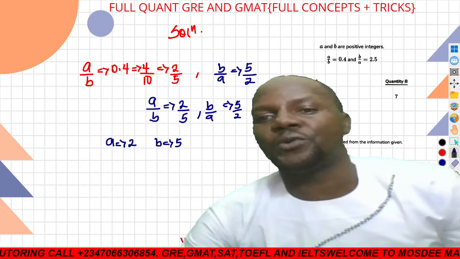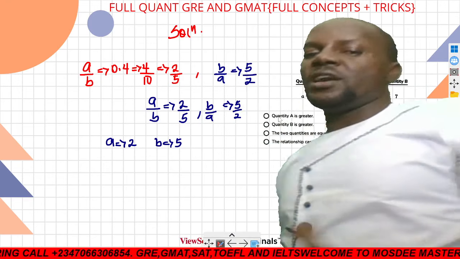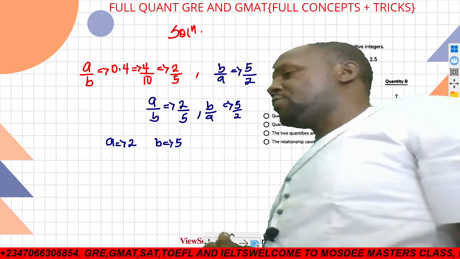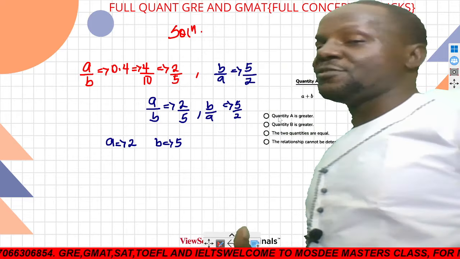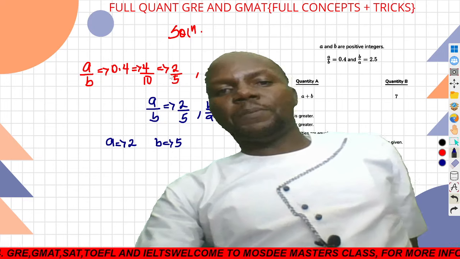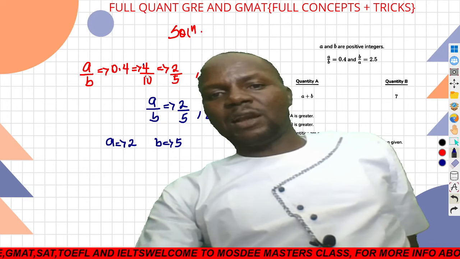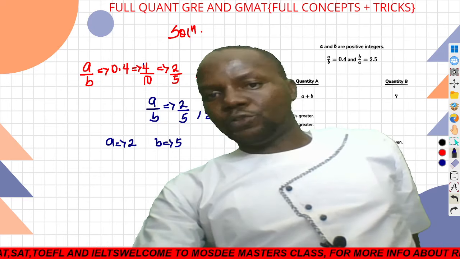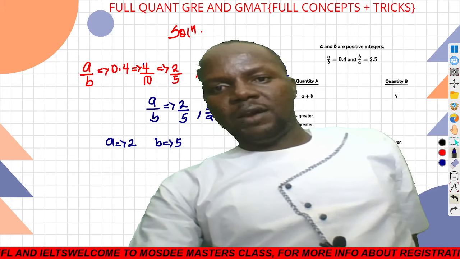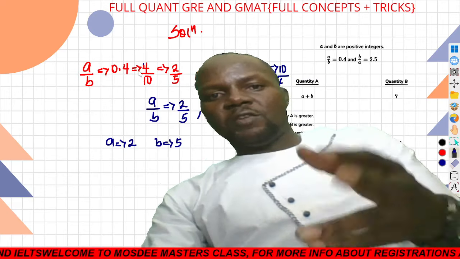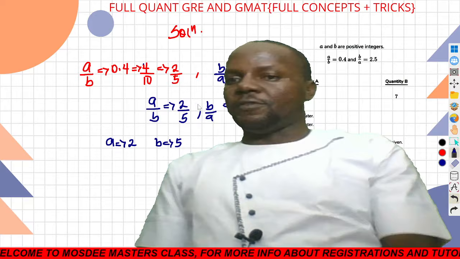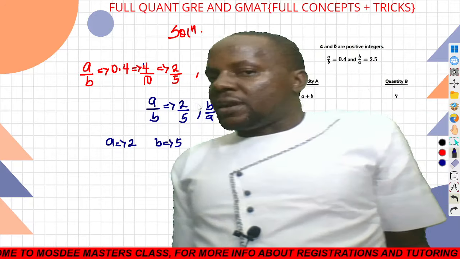Fine. So you now come to the question. A plus B is now equal to 2 plus 5, which is 7. But you can continue multiplying. 2 times 2 is 4, 5 times 2 is 10, so A over B is 4 over 10 and B over A is 10 over 4. So 10 plus 4 is 14. 14 is not equal to 7. You can see what I'm talking about.